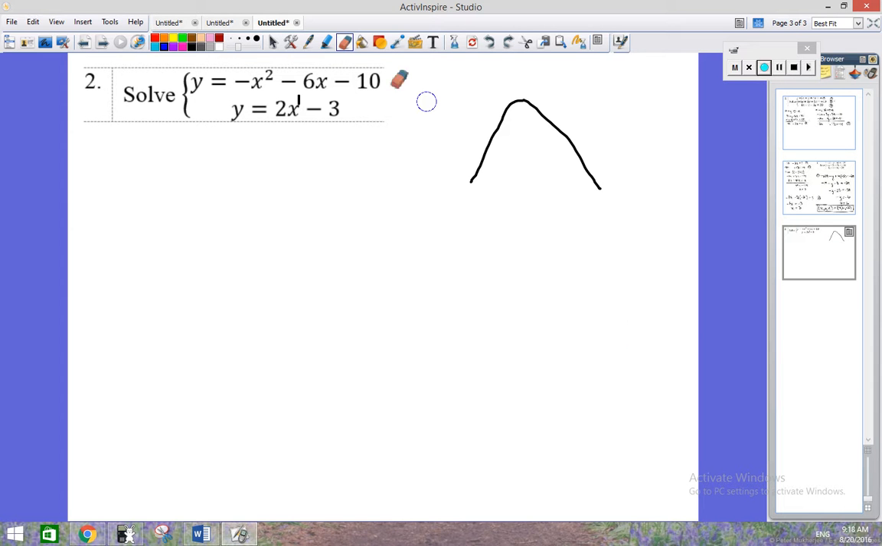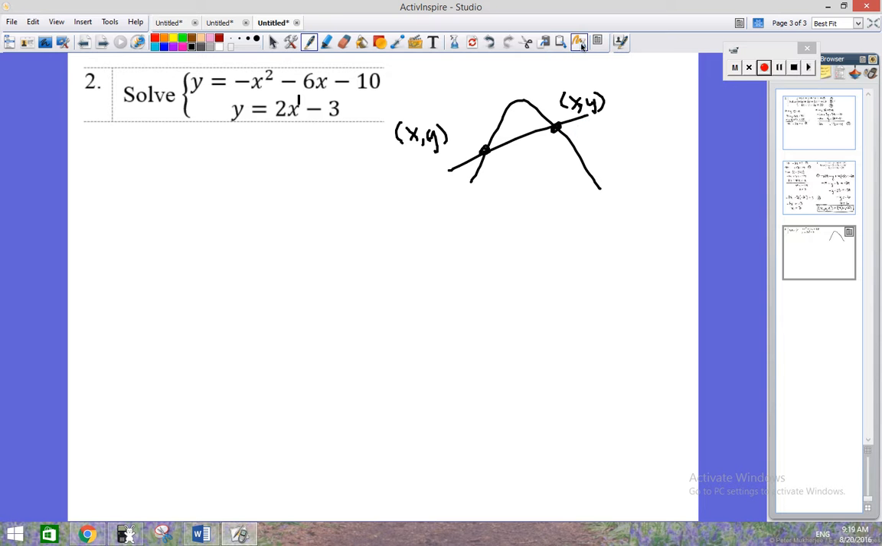Alright, so it's possible that the line could come in here and touch it at one place, but the intention was for it to intersect at 2 places, and for you to find the 2 points of intersection and give the x coordinate and the y coordinate for each point.